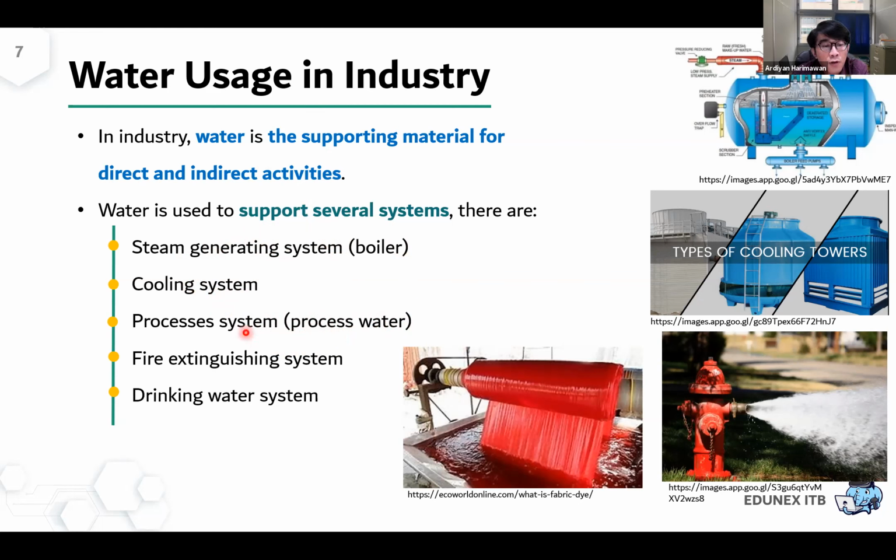For the indirect, you have mentioned cleaning the equipment, cleaning the floor, cleaning the building, for example. And then for the fire extinguishing system, because for a large plant, we cannot rely on just a fire extinguisher that you normally see in the house or in the building, but we need to employ what we call the hydrant system. So it's using water with high pressure, so it can reach quite a certain length. So that's why water is also required for this process, and also for the drinking system.